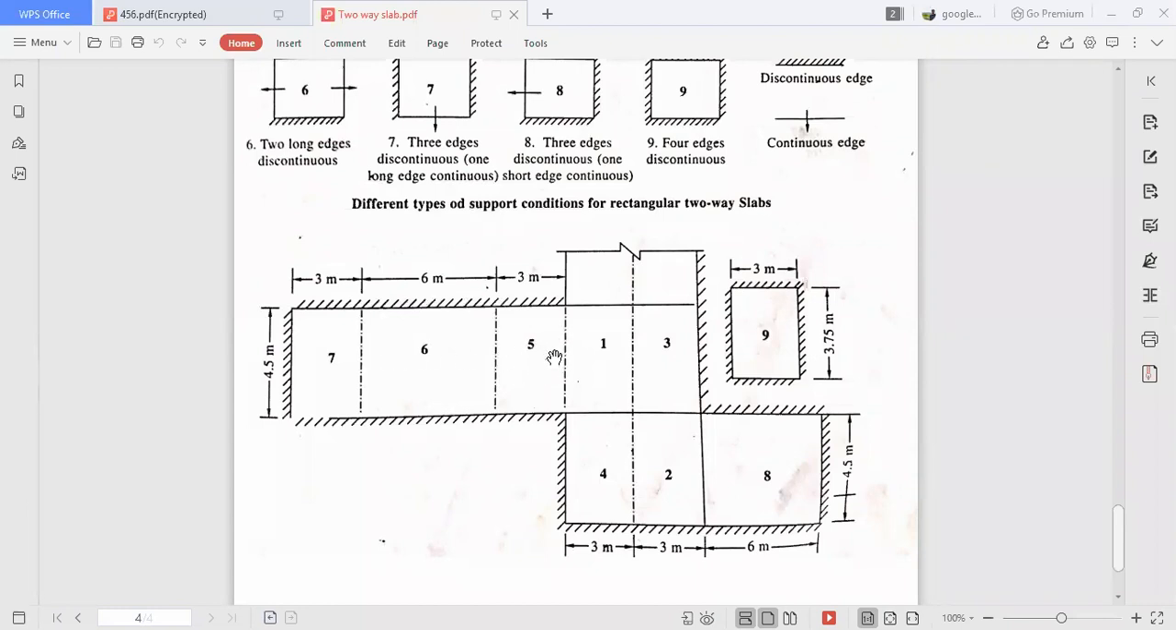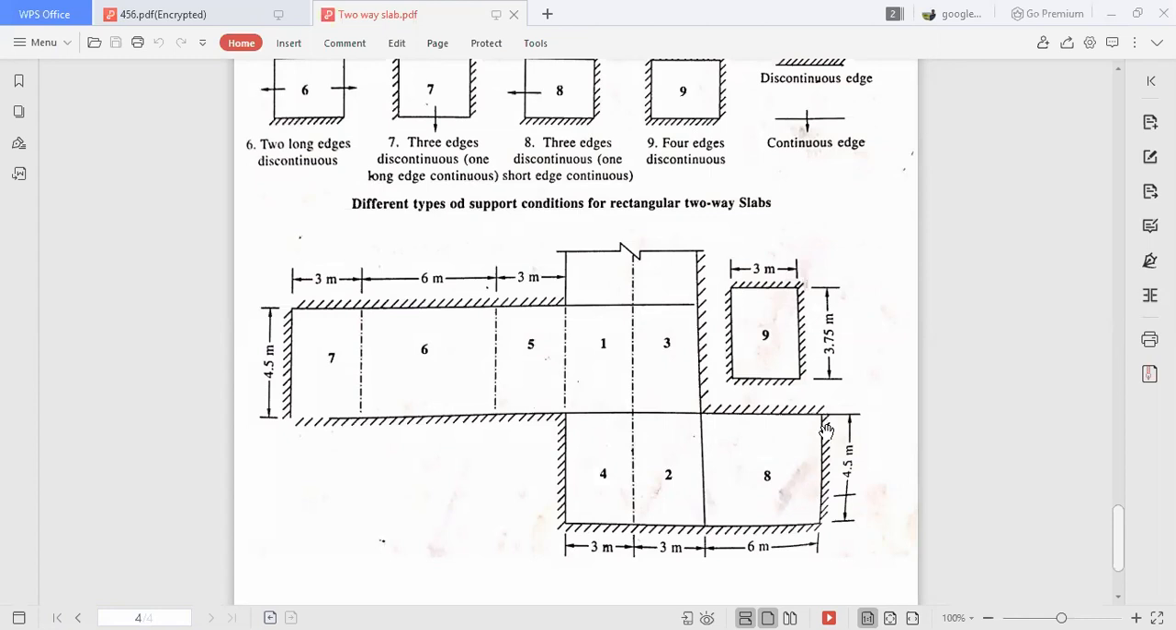And for this fifth panel, this 3 meters is the short one. Why? Because it is 4.5. This will become long. And for the first panel, this is 3 meters, which is given here. And this is 4.5. That means shorter and longer. And for this fourth panel, 3 meters shorter, 4.5 meters longer. And for this eighth panel, 6 meters longer, 4.5 meters shorter.